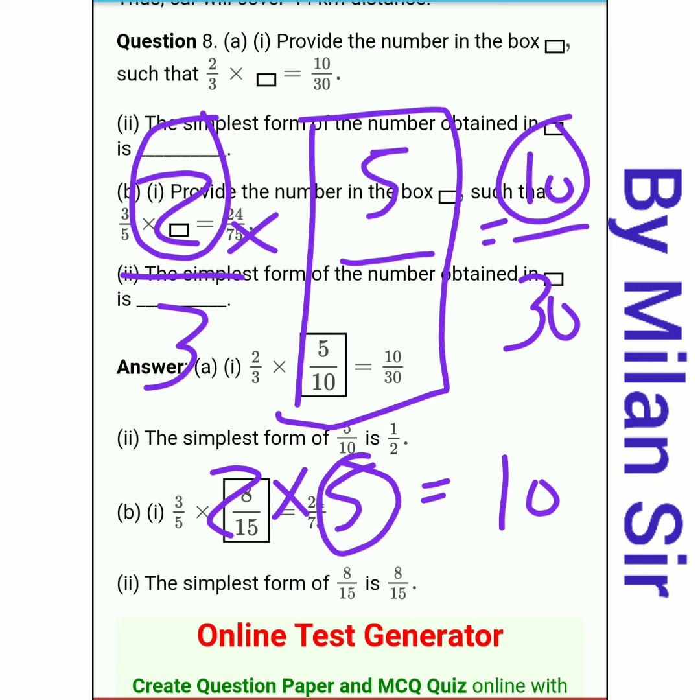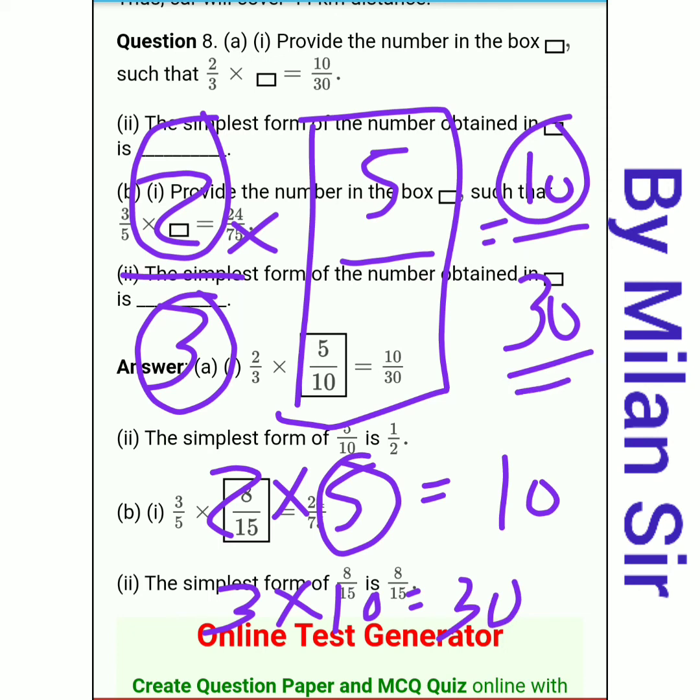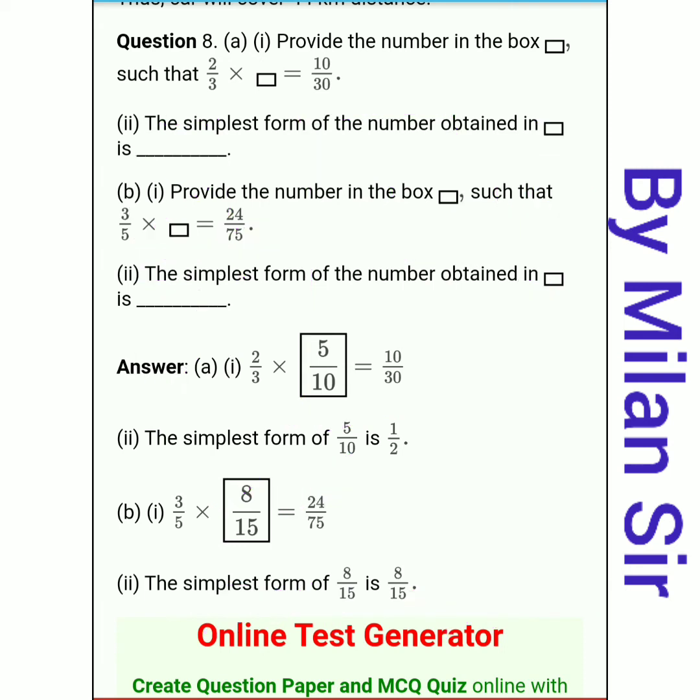Now the same thing for the denominator. Here we have 3, so just think about the table of 3. So 3 tens are 30. On the right hand side we have 30, so 3 tens are 30. That means here we need to put 10. So our answer is 5 divided by 10. So the first answer is 5 divided by 10.